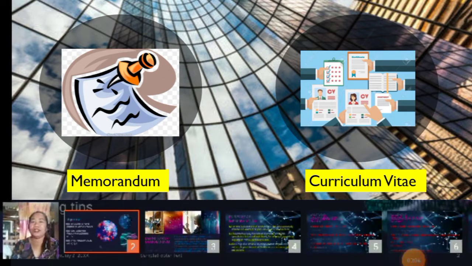Good afternoon, ma'am. Good afternoon, classmates. This afternoon, our group, which is Group 2, our task is to tackle other types of business letters with different formats: curriculum vitae and memorandum.